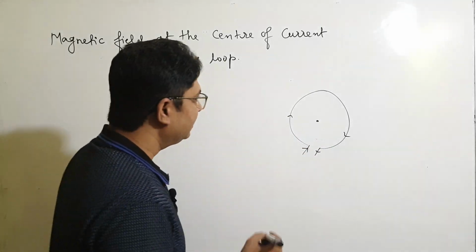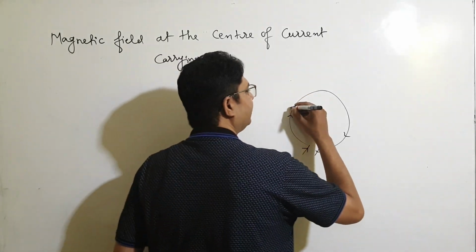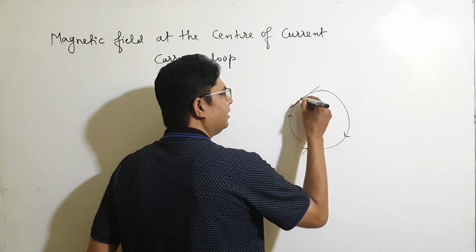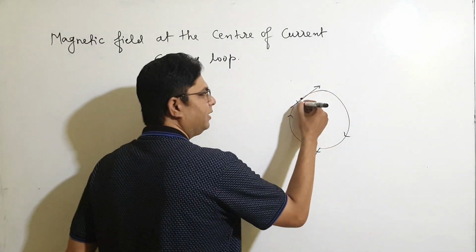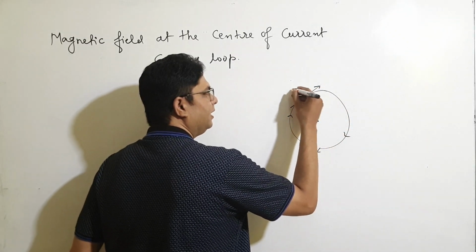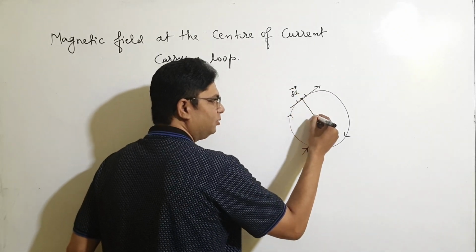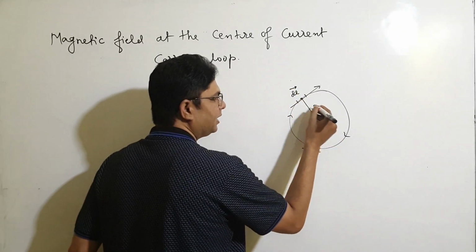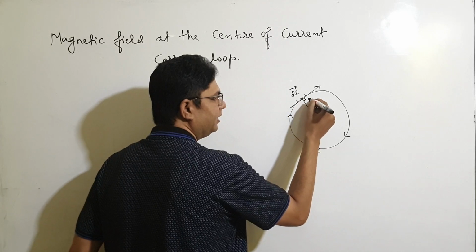To find this, let us take a tangent here. This is a tangent. This tangent has an elementary length dl. Let us join this to the center. The radius is r. Then this is at 90 degrees.